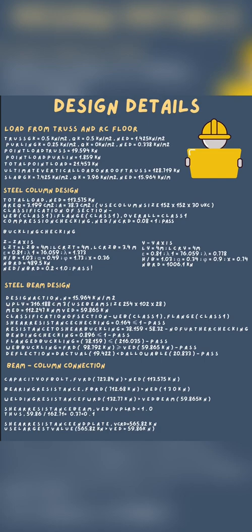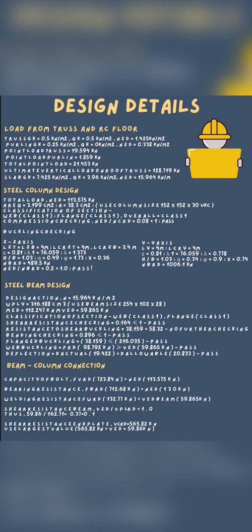For the web, I determine the web is class 1, the flange is class 1. So the overall class for the steel column design is class 1. For the compression checking, the NED over NCRD is 0.08, which is below 1, and the result is pass.